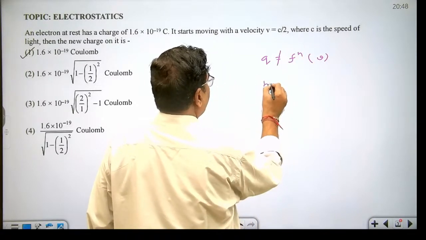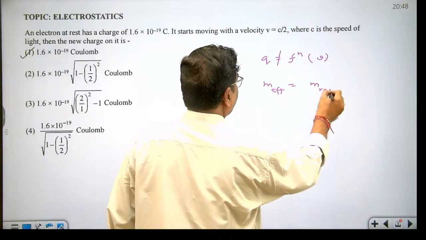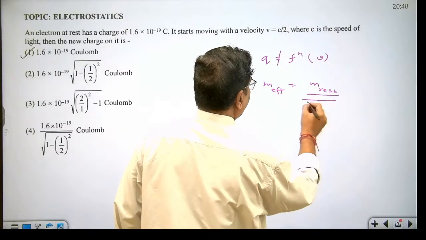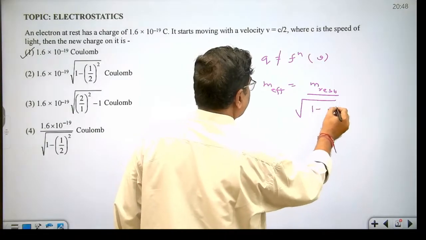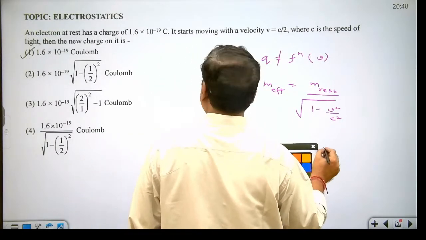unlike mass. While mass depends on the velocity, m effective equals m rest divided by the square root of 1 minus v squared upon c squared. So the answer to the given question is option 1.